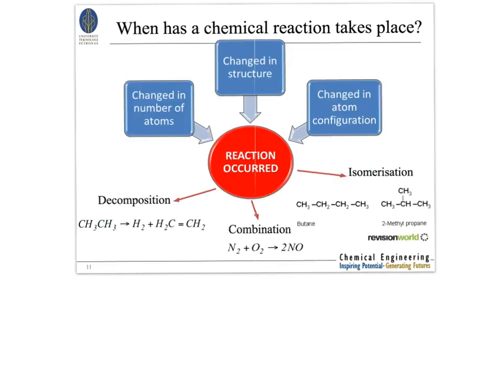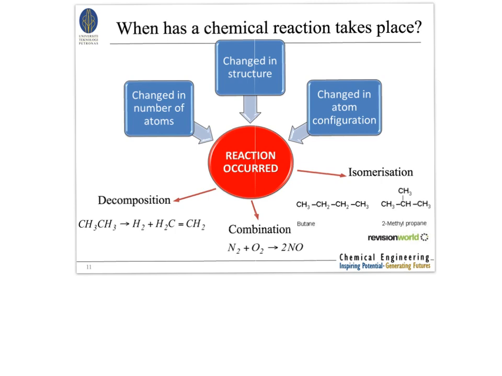Okay, so now we know about the chemical species. But now in an experiment, you mix together chemical A and B, both liquids. So how do you know that a chemical reaction has occurred? Reaction occurs in three ways. It's either a change in the number of atoms, a change in the structure, or a change in the atom configuration.